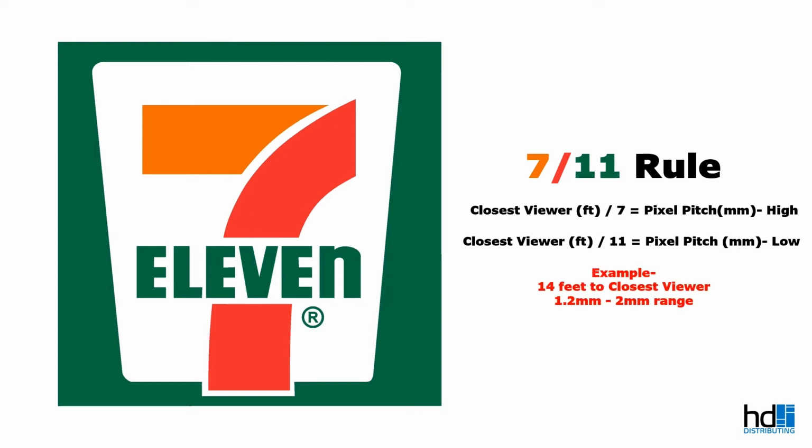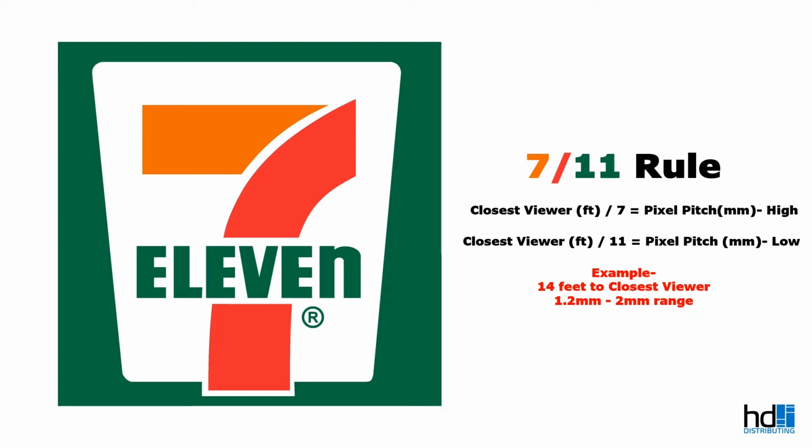As an example, if you're 14 feet away, divide by 7 and 11, you need a 1.2 to 2 millimeter solution, somewhere in that range, in order for people to be able to see that in a way that it's not too pixelated. But you may want the finer dot pitch if you have a lot of detail work, and you may want the other if you're just doing video or things like that, or if they're at the farther edge. But this 7-11 rule is a really quick and easy way. Divide by 7, divide by 11, and that'll give you a range.